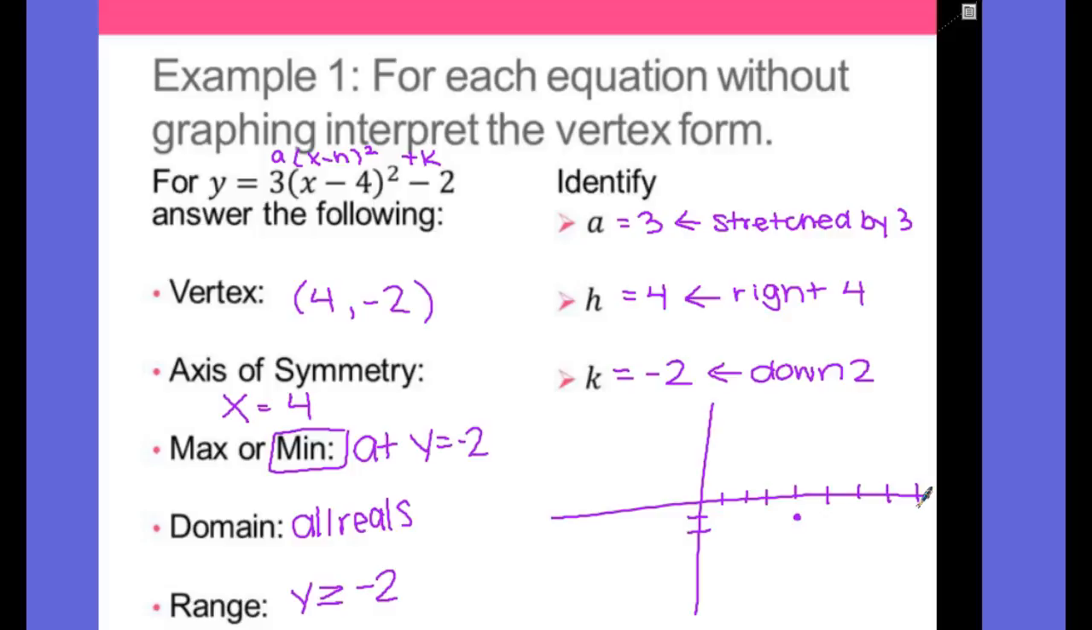So you would put in your 4, 5, and 6. So again, you're just going based off where your vertex is. And then you just multiply this number by the A and then subtract K.